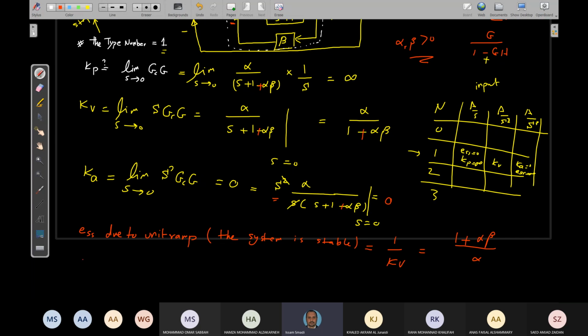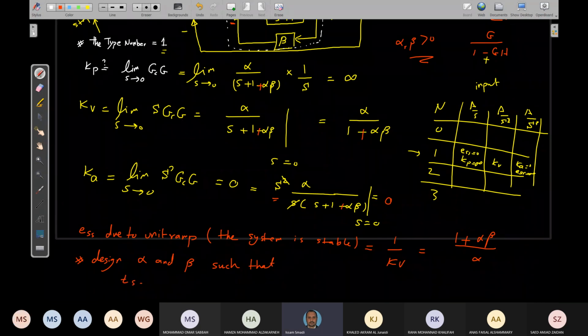Now, who can design alpha and beta such that, let's say, TS is equal 4 seconds, and let's say the percent overshoot is equal 4.32%.